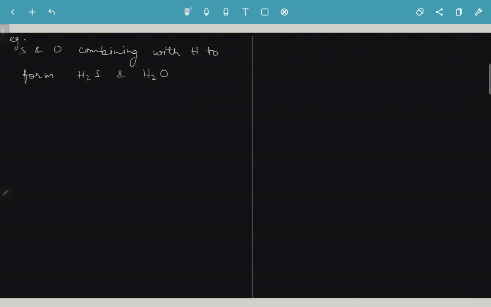We can say that in H2S, 32 grams of sulfur combines with 2 grams of hydrogen. In H2O, 16 grams of oxygen combines with 2 grams of hydrogen. The ratio of different masses of the first two elements that combine with a fixed mass of the third element: we'll get mass of sulfur is to mass of oxygen that combine with a fixed mass of hydrogen is 32 by 16.